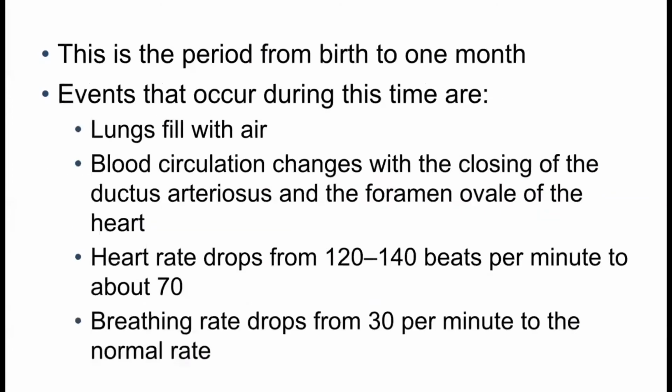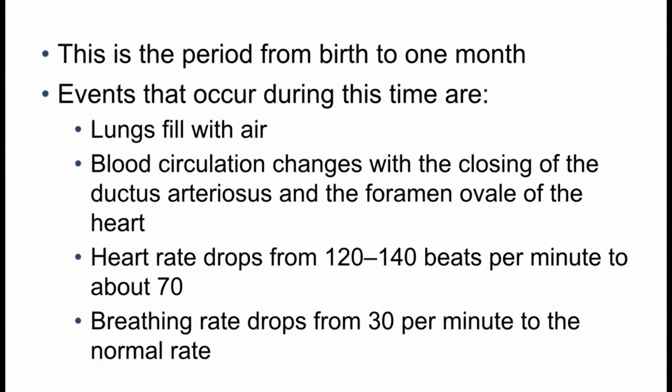So premature labor on the neonatal period is from birth to 1 month. That's your neonatal period. During this time when you're born, the lungs fill with air, because remember, while the baby's in the uterus, the lungs are not functioning. They're filled with fluid. Once the baby's born, the lungs fill with air, the baby starts to breathe on their own. Blood circulation changes with the closing of the ductus arteriosus and the foramen ovale. We talked about that, because blood is shunted away from the lungs, away from the pulmonary trunk. There's no good in having the blood go to the lungs because the lungs don't have any oxygen there.